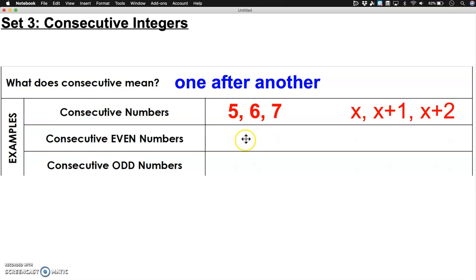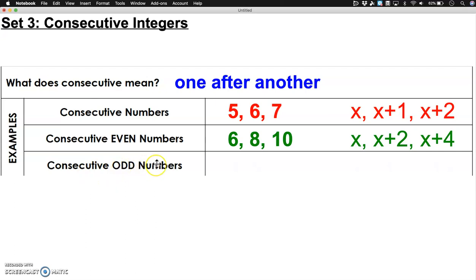For consecutive even numbers, an example would be like 6, and then the next even number is 8, the next even number is 10. So we let the first consecutive even number represent x. And then how do we get 8? Well, we add 2 to our x. How do we get 10? We add 4 to our x. So to get 3 consecutive even integers, we use these 3 expressions.